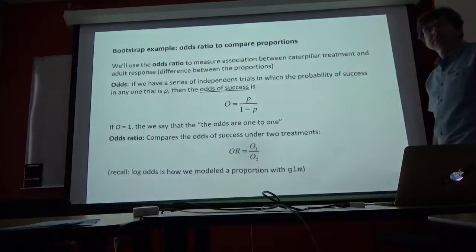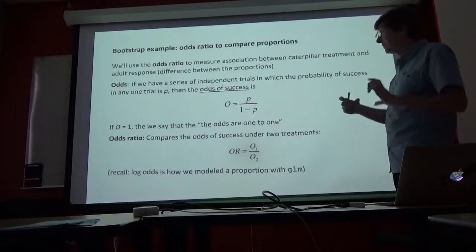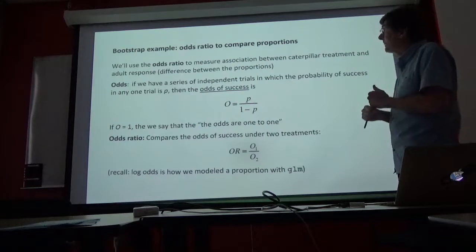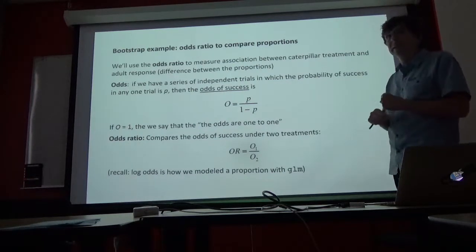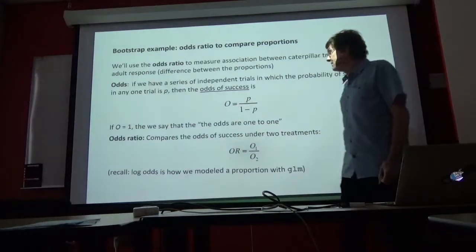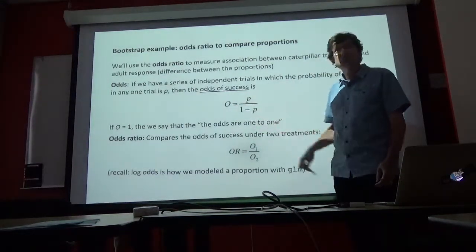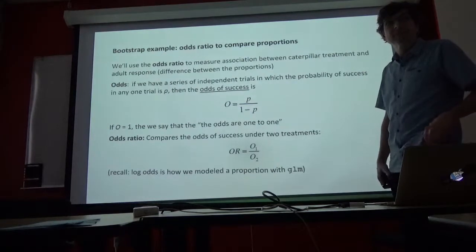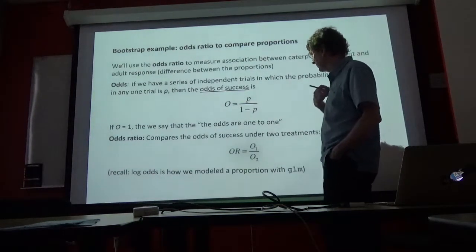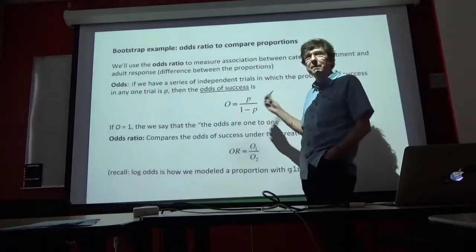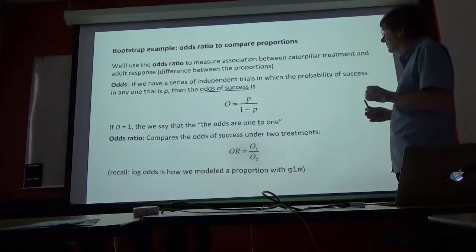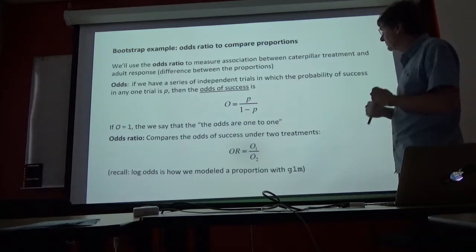So one way to measure association, strength of association between a treatment and a response in a 2x2 table, is using something called the odds ratio. And odds is something we encountered in the generalized linear models section. So the odds of success is p over 1 minus p. That should look familiar because the link function for a generalized linear model with binomial errors is the log of p over 1 minus p, the log odds. So there's a connection between log odds ratios and estimating proportions.